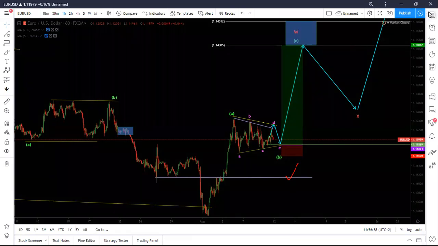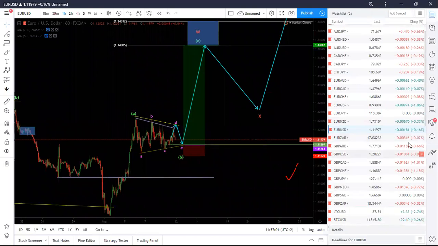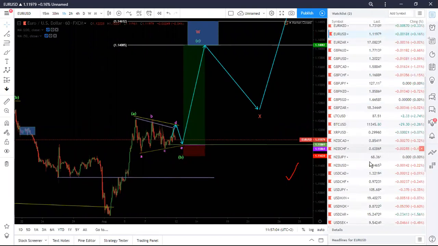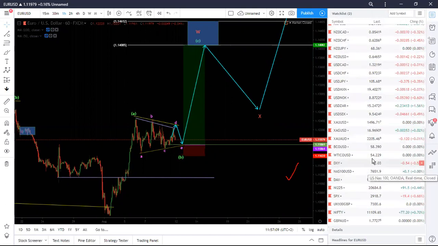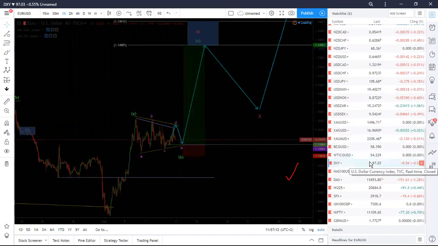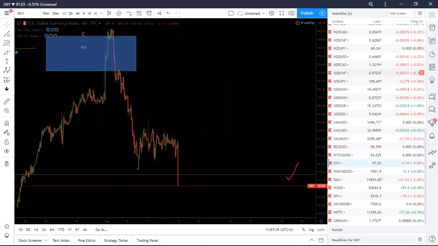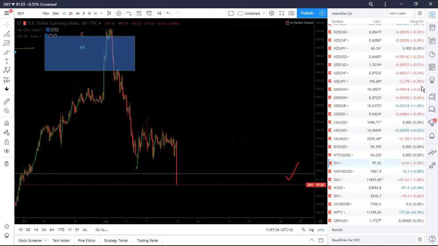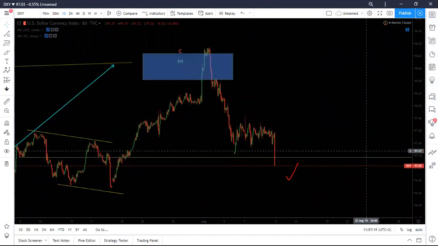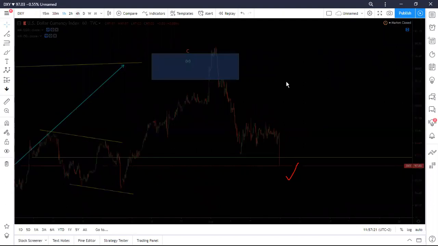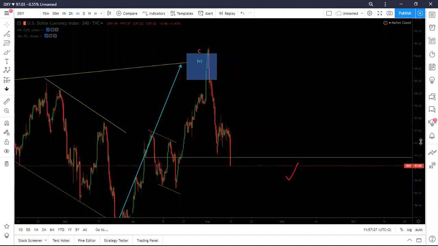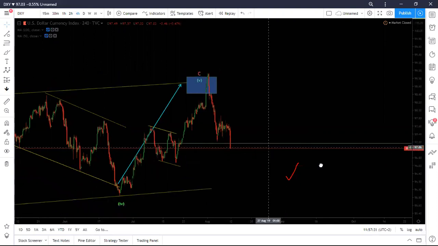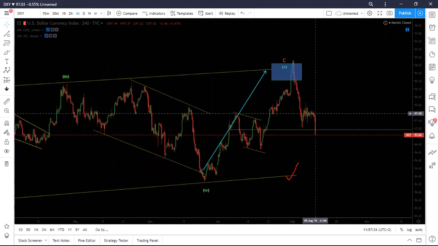So looking at the dollar index, let's just look at the dollar index and see if this setup is doing the same thing, because they need to do the same thing. You can see that the dollar index has done amazing things, but it looks like Euro US dollar has been left behind. Euro US dollar was supposed to spike as the dollar index has spiked, but it's fine.